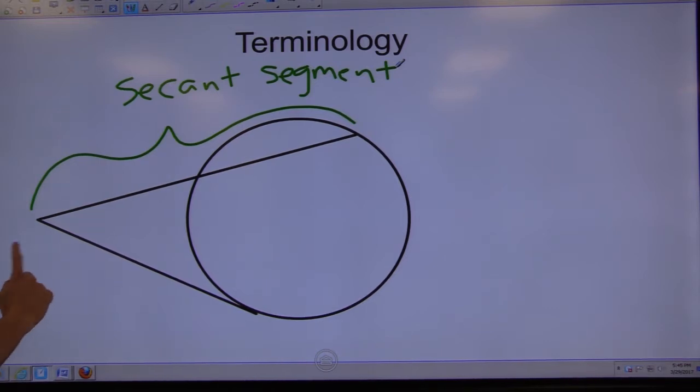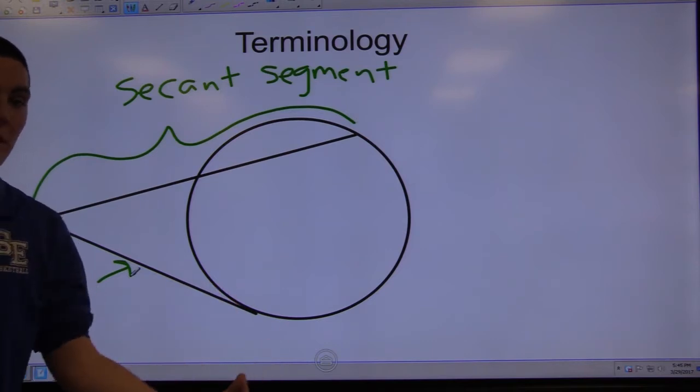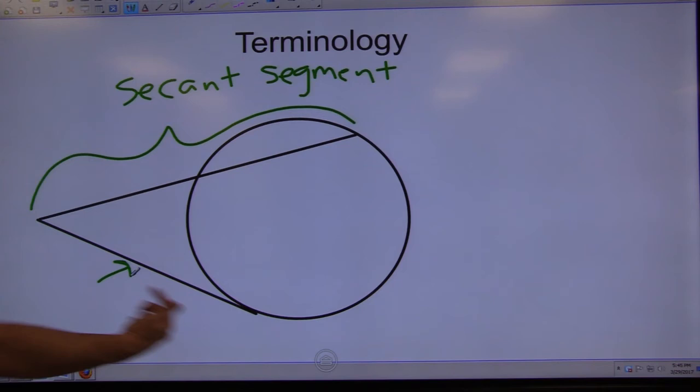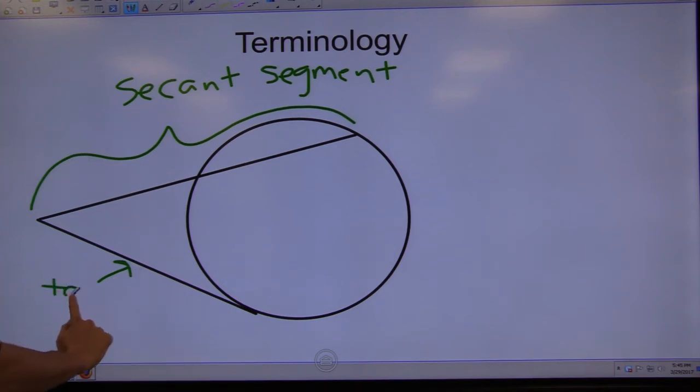Now, this segment right here looks like it's only going to intersect the circle at one place. So you guys should know the answer to this. What is that called? Well, that's called a tangent. And since it's a segment, it's a tangent segment.